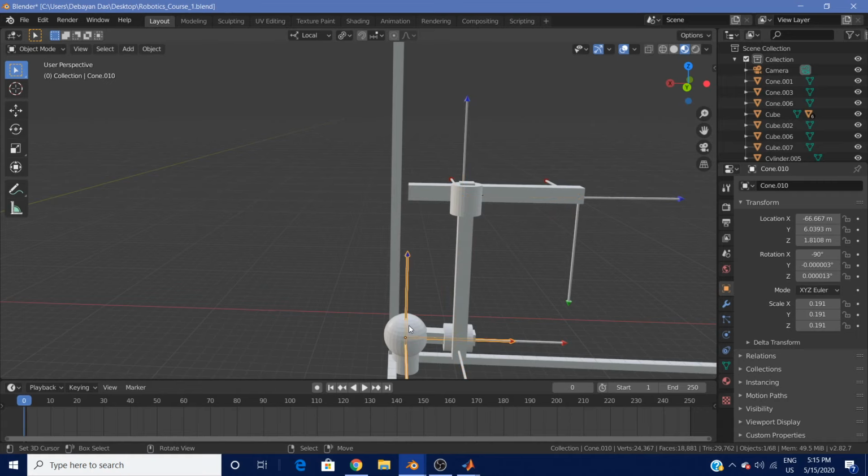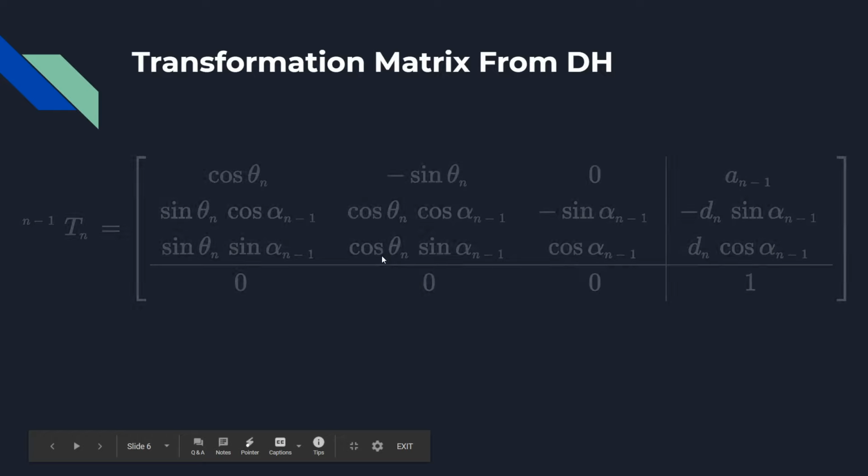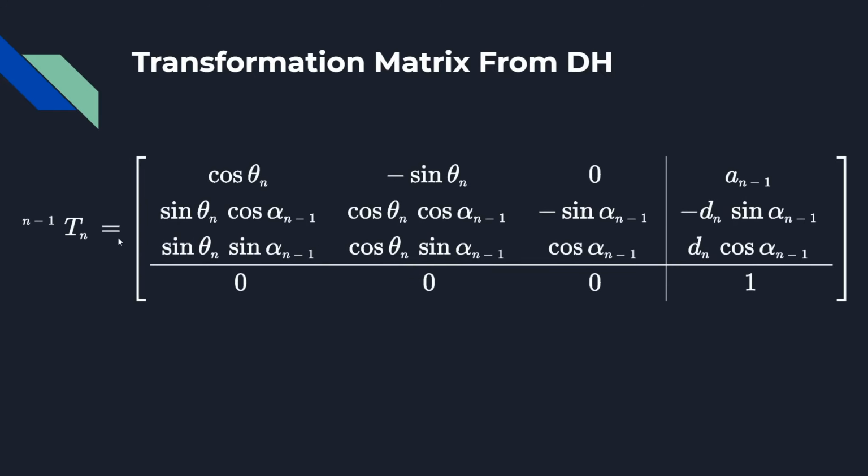And each of these, remember, we have to have one frame assigned for each joint, and each of them will have one particular variable. So with this, seeing these particular frames, we could fill in this particular table, and with this table we can actually find out the transformation matrix from one frame to the other by filling in these values from the table.